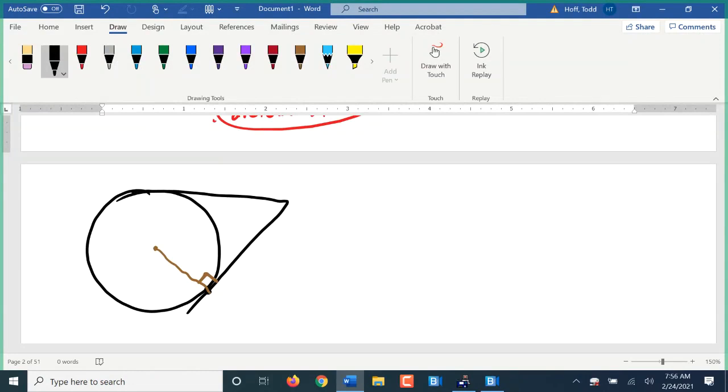If I have another tangent hit the circle up here, obviously it's going to form a right angle with that radius. But now these two tangents intersect outside the circle here. From the point of tangency to where those tangents intersect, on both tangents, that length has to be the same.